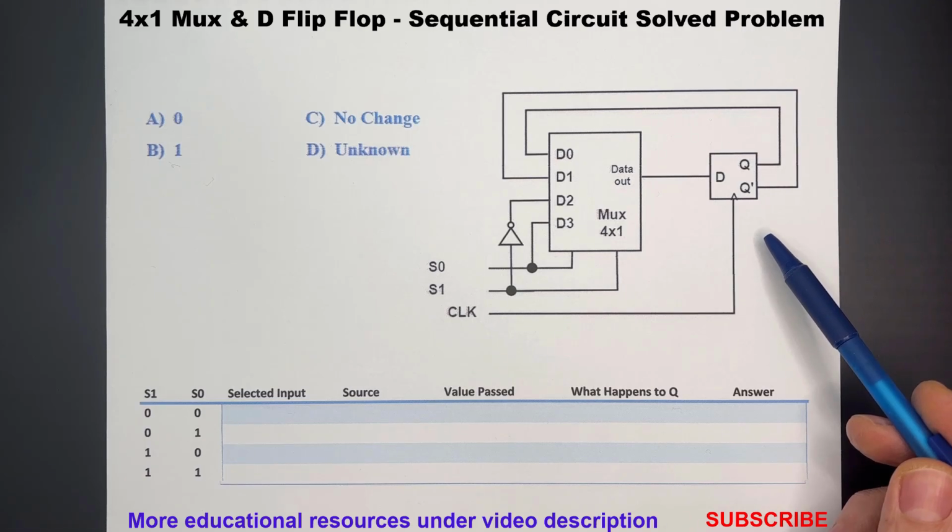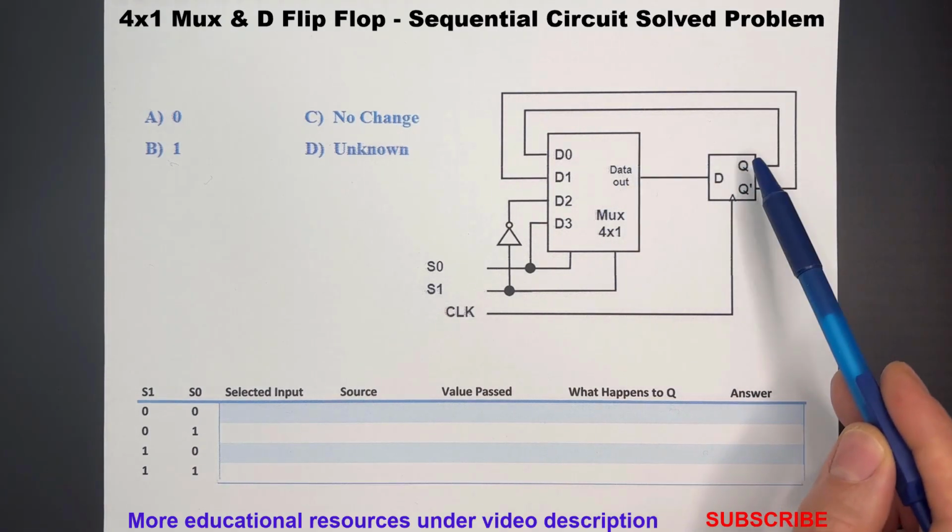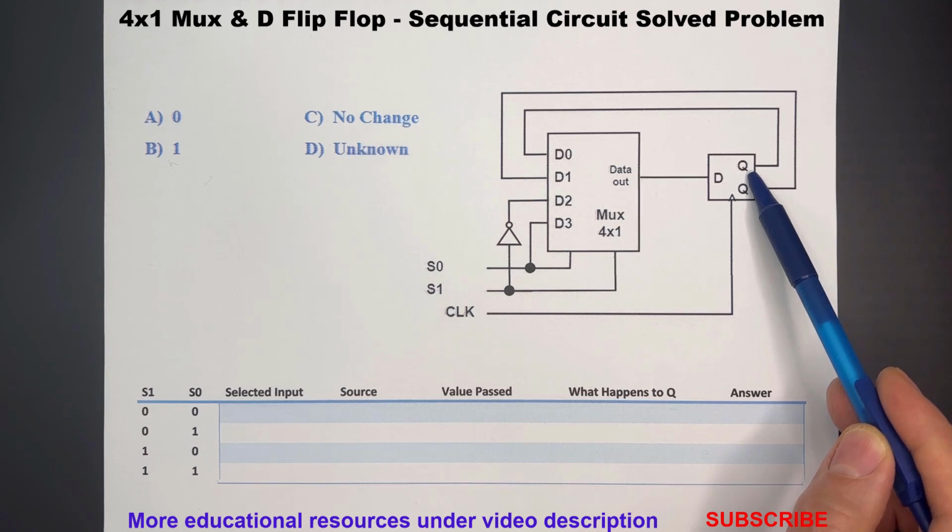Today we are looking at this digital circuit that combines a 4-to-1 multiplexer and a D flip-flop. Let's break down how the output Q behaves based on the values of the select lines S0 and S1. D0 is connected to Q, the flip-flop's own output.